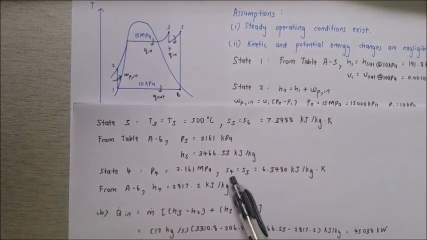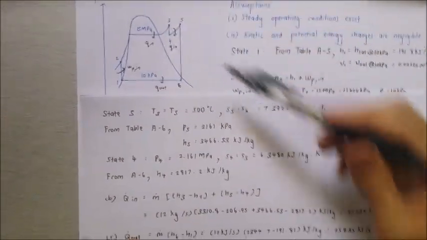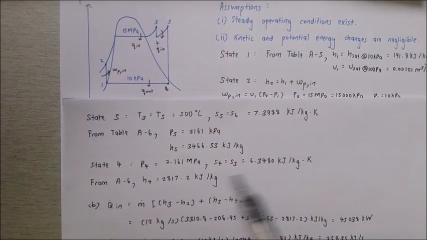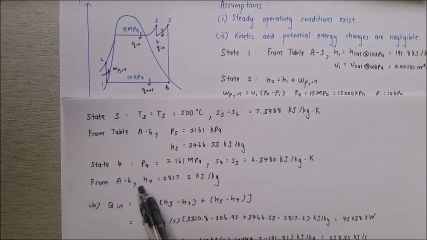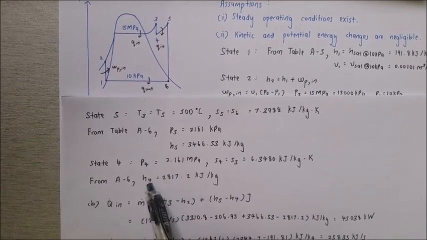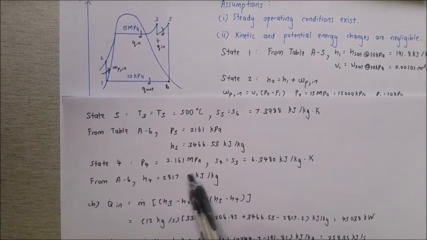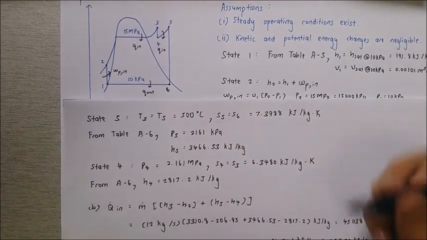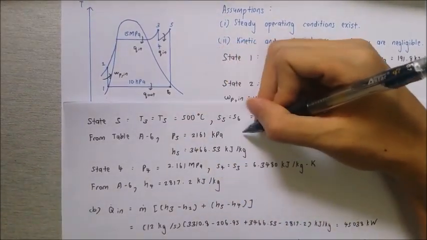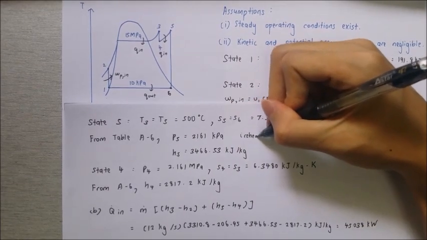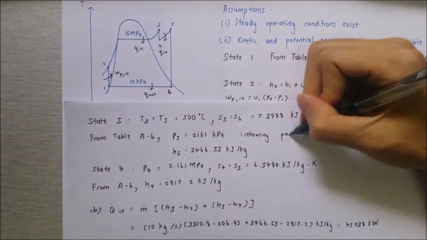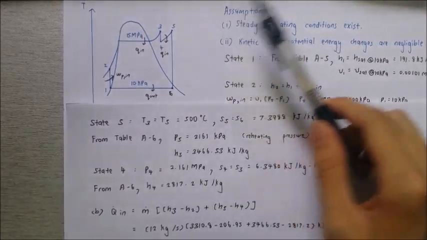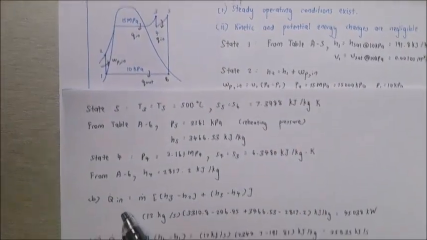For state 4, we know that P4 equals 2.161 megapascal, since P4 equals P5. S4 equals S3, since this is an isentropic process, so it equals 6.3480 kilojoule per kilogram Kelvin. From table A6, we can interpolate and find H4 equals 2,817.2 kilojoule per kilogram. So the reheating pressure is actually P5 here, the answer for question A.